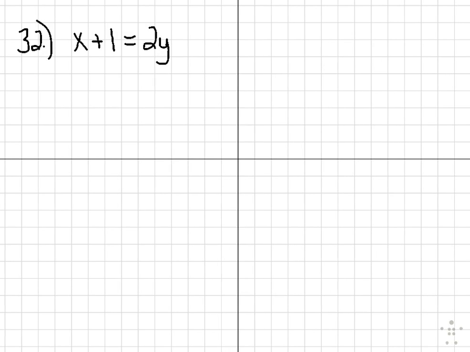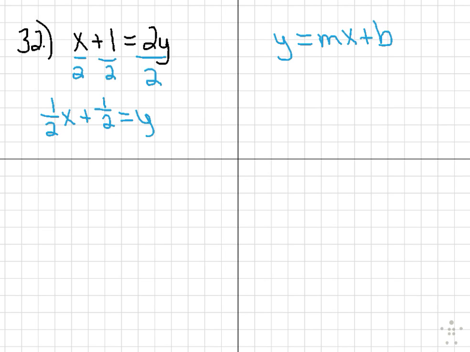Moving on to question number 32, again graphing this using your slope and y-intercept. So this is the form. Now this one's not solved for y, so I need to solve this one for y, so I need to divide everything by 2. So that's 1/2 x plus 1/2 is equal to y. So my slope then is 1/2, and my y-intercept is 0, 1/2. So it crosses right there at 0, 1/2, and then go down 1. Or this is rise over run. So down 1, and over 2. 1, 2.